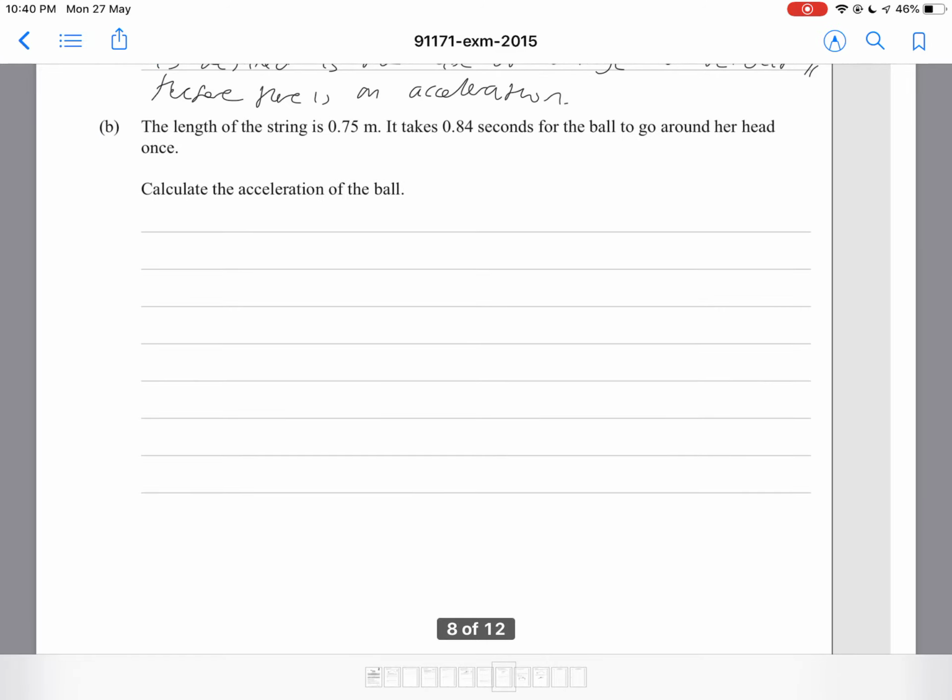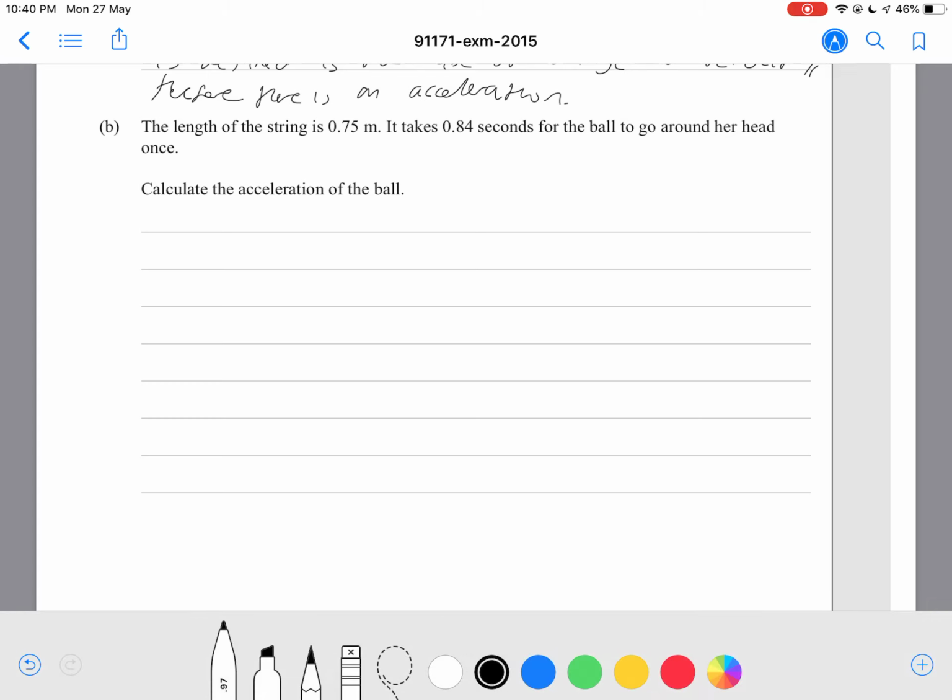The length of the string is 0.75 meters. It takes 0.84 seconds for the ball to go around her head once. Calculate the acceleration of the ball. Okay, so basically we know that acceleration equals v squared divided by radius, okay? So right now we don't know the velocity, okay?